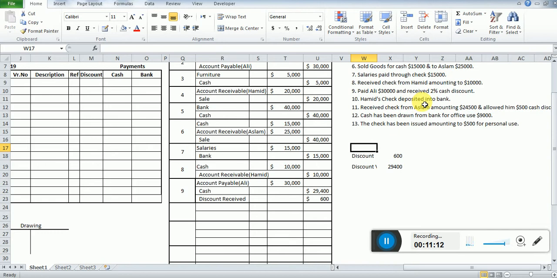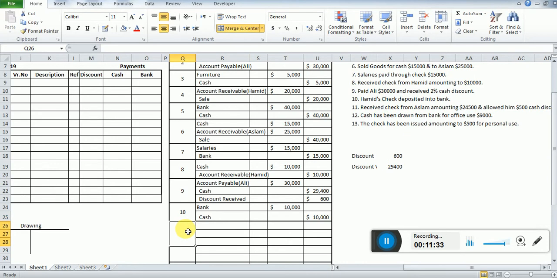So Hamid checks worth $10,000 deposit into the bank. Number 10, so you have to debit bank account, how much? $10,000. And you have to credit cash account, how much? $10,000, because our bank increases and our cash account decreases.